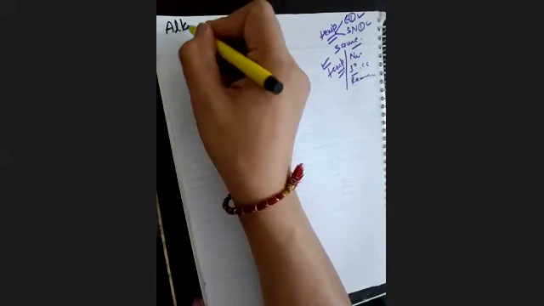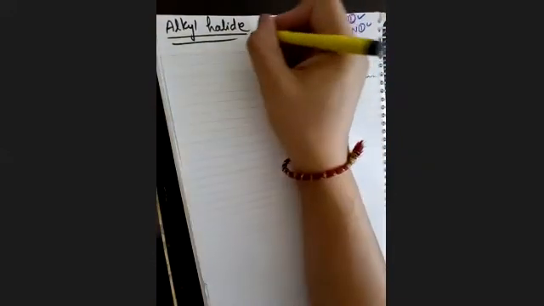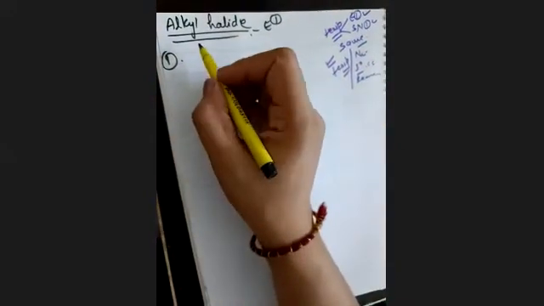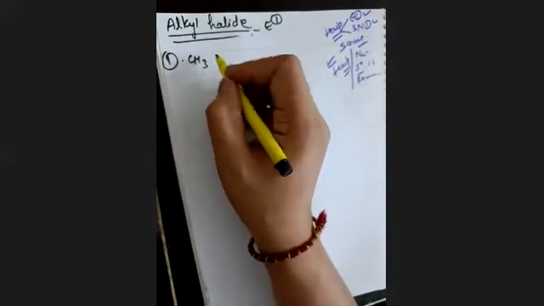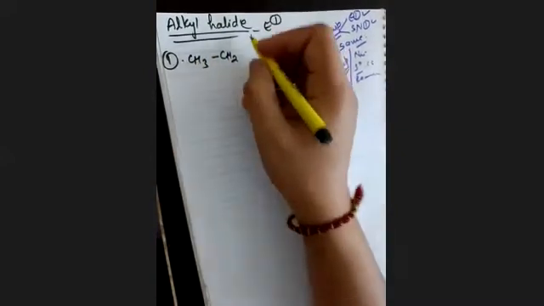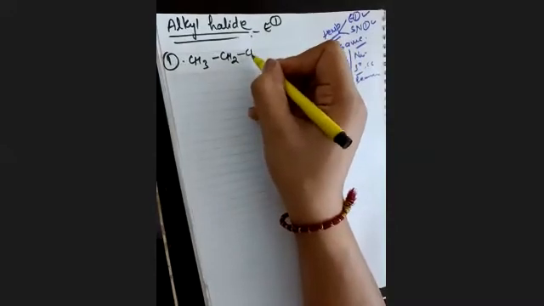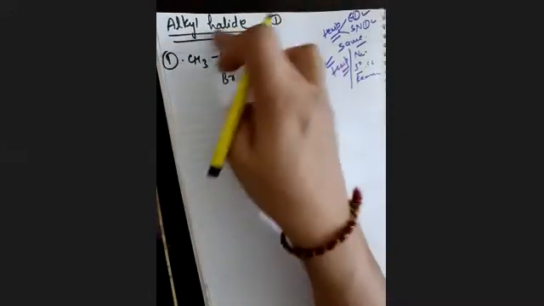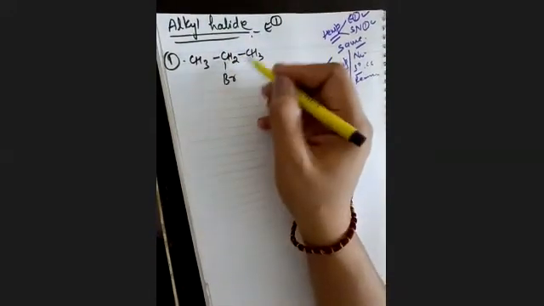तो हम कहाँ से शुरू करते हैं? We'll start with alkyl halide. Clear? Alkyl halide E1 reactions. Okay, let me just give you one alkyl halide. For example, CH3, CH2, CH3, Br. First we'll see, is this compound stable? Yes, the valencies are satisfied.